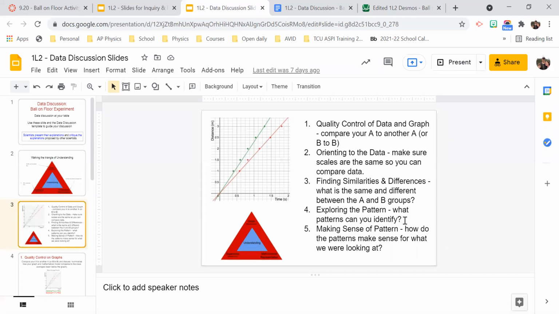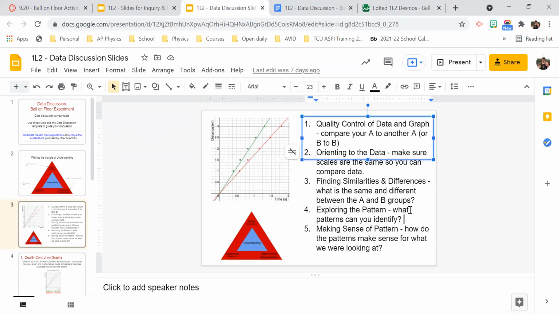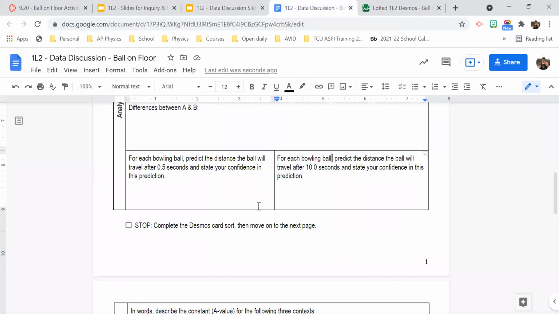All right. So we're going to continue on with this. It says complete the Desmos card sort.